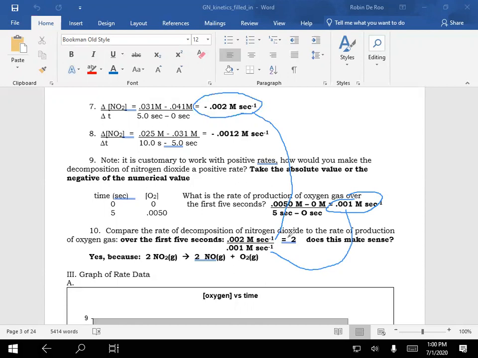Does this make sense? Yes, it does, because we lose 2 molecules of nitrogen dioxide every time we make 1 molecule of oxygen gas. So it corresponds to our stoichiometry, so it makes sense.